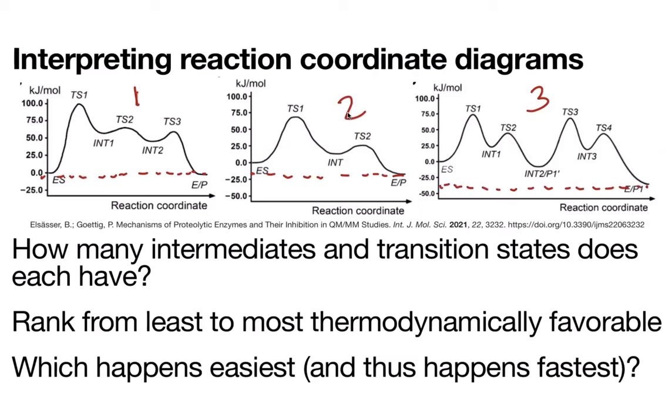Now what do we need to consider? Now we need to consider our delta G double dagger. And if we consider that, well, we've got a big one here. We're up to about 100 kilojoules per mole. For this one, we're a little under 75. This one looks like we're a little over 75 as well. And so basically what's going to happen easiest is 2 and 3, and the hardest is going to be 1, because it's got the highest activation barrier.